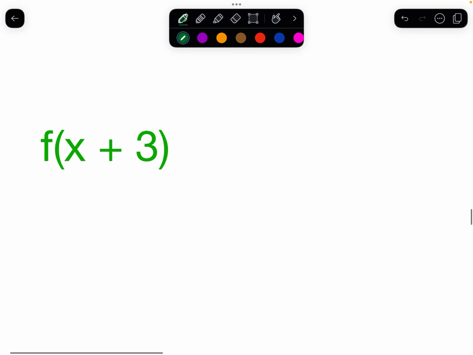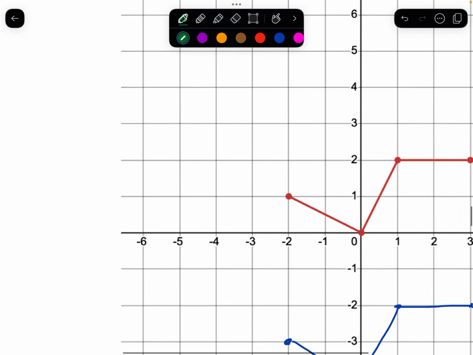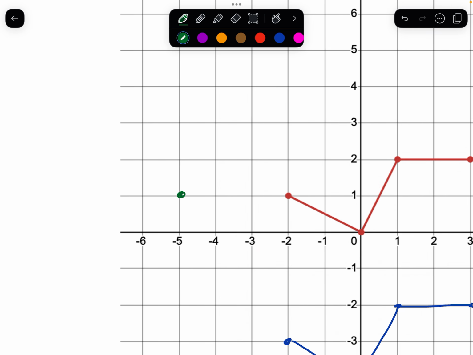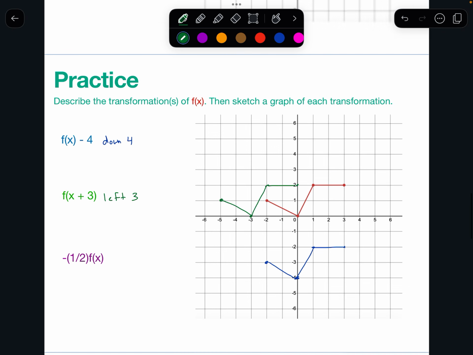F of x plus 3. That plus 3 inside the grouping symbols tells me it's a horizontal shift, specifically left 3 in this case. So we'll take every point on this red graph and shift it to the left 3. Again, notice that the shape of the graph doesn't change, just its location on the coordinate plane.